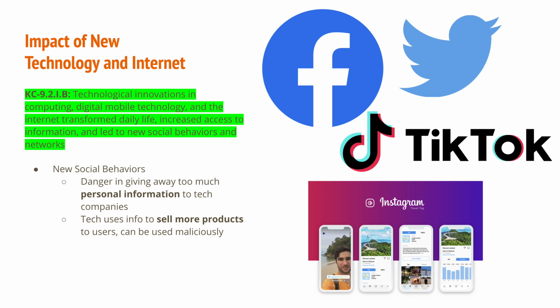And as we saw in the 2016 election, this can also be used maliciously. So people can be targeted for their political views and they can be shown information that may not be true, and it will lead them to take certain actions.